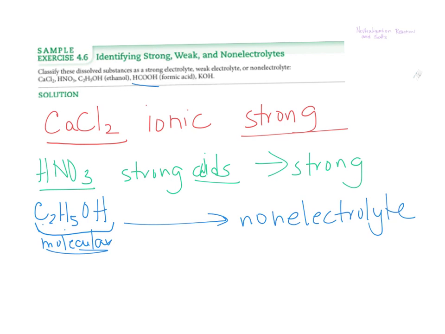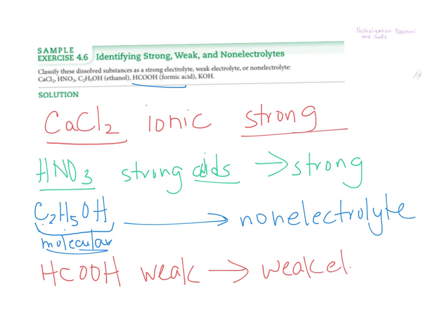The next one we have here is formic acid, HCOOH. The proton that should be donated here is the first one, but that's not important right now. So this is an acid. This is not on our list of strong acids. That means this is a weak acid. And a weak acid is going to be a weak electrolyte.